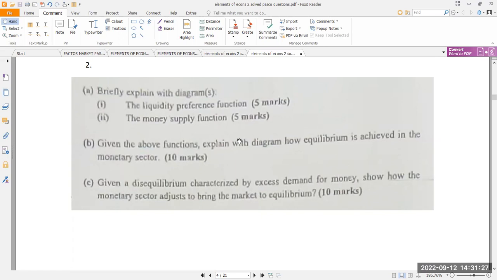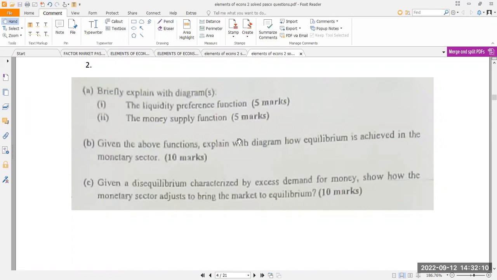Now we are to talk about the liquidity preference function and then the money supply function. Now the liquidity preference function is what we call the money demand function. According to Keynes, we hold money for transactionary, precautionary, and then the speculative motives. Basically the transactionary and the precautionary depend on income. For the sake of this analysis, we ignore the other factors, but they both depend on the income level of the individual. But the speculative function depends on the level of interest rates.